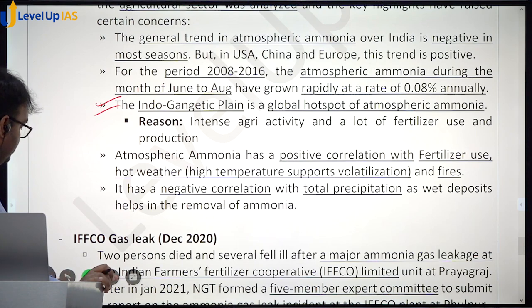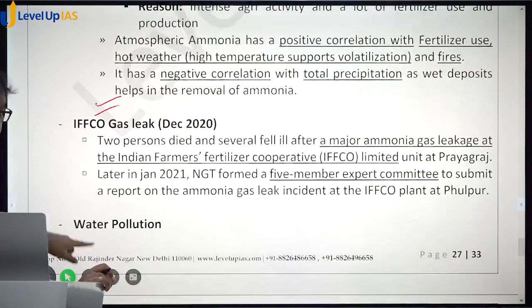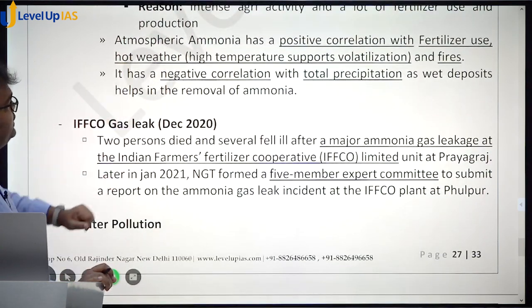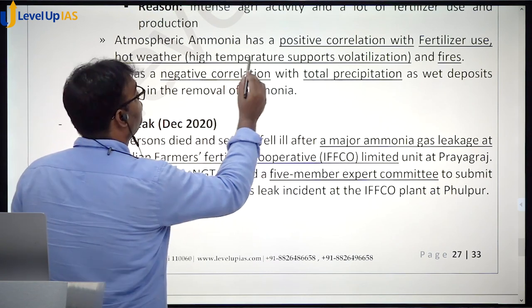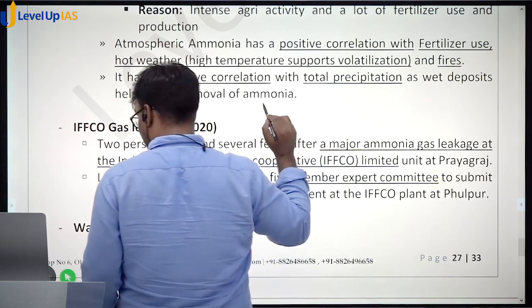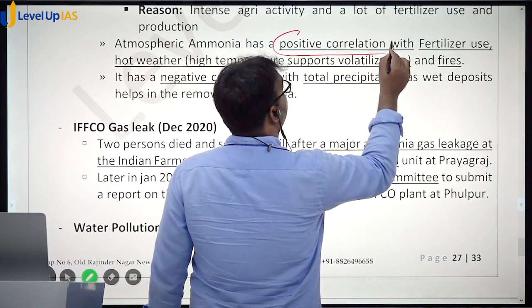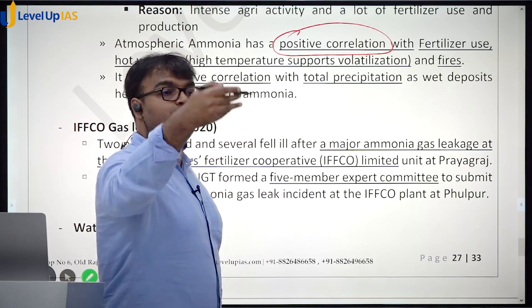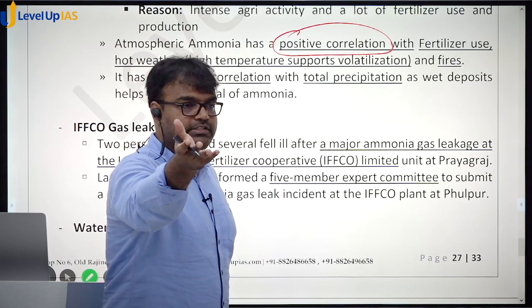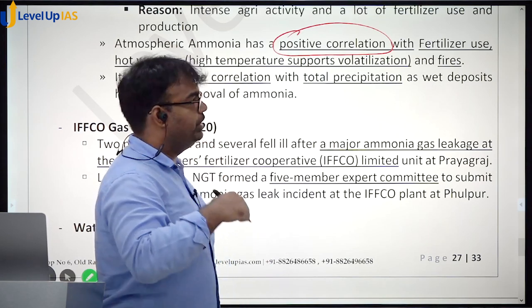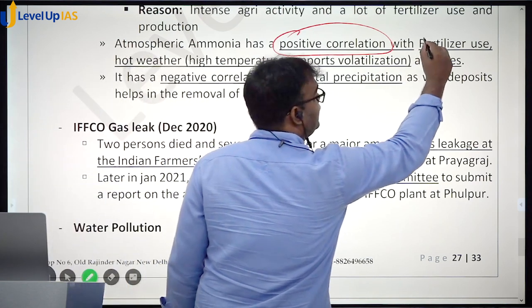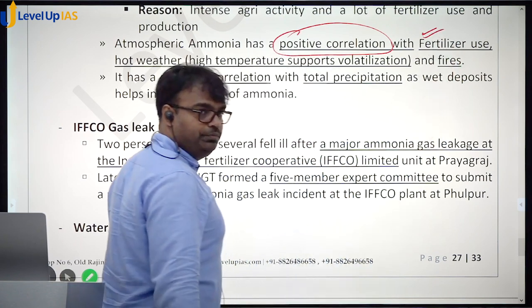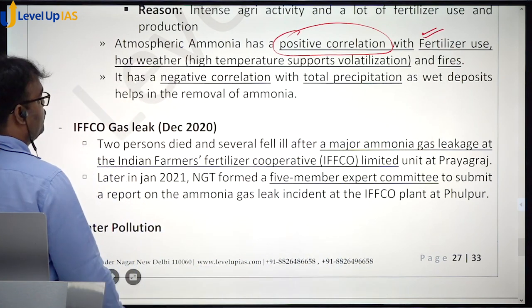Then they also have certain other findings. One is that fertilizer use and atmospheric ammonia have a positive correlation. Positive correlation matlab, if these conditions improve, atmospheric ammonia also improves. With the increase in these conditions, atmospheric ammonia also enhances. So it has positive correlation with fertilizer use. The more fertilizer would be used, the more atmospheric ammonia would be there.